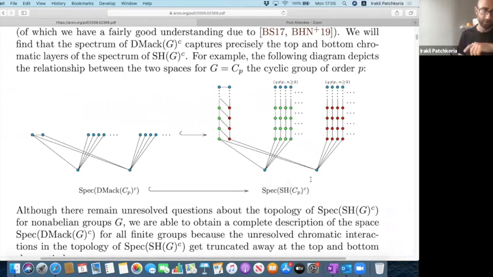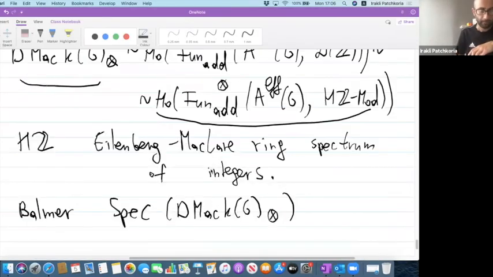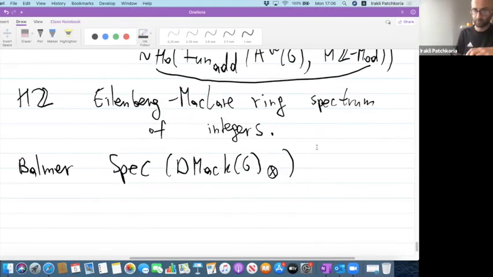And what we showed is that the Balmer spectrum of derived Mackey functors exactly sees this bottom level here and the top level of this spectrum. And we showed that this is generally true for every finite group. And we also described in general the topology on the derived Mackey side. That was possible, as opposed to the middle, where the difficult stuff really happens. We saw that this easy stuff on top and bottom is just seen by these derived Mackey functors. So that was our motivation to do this.